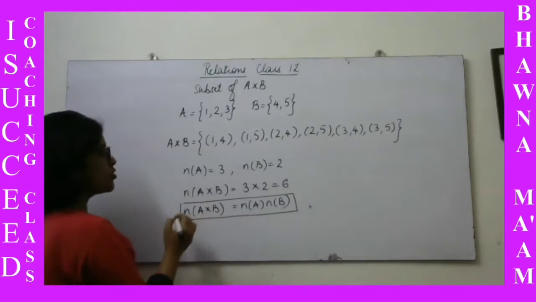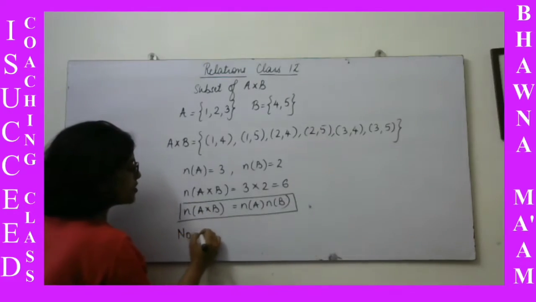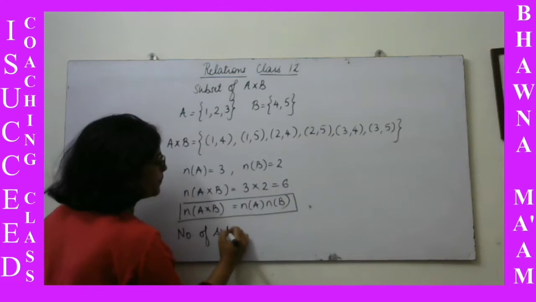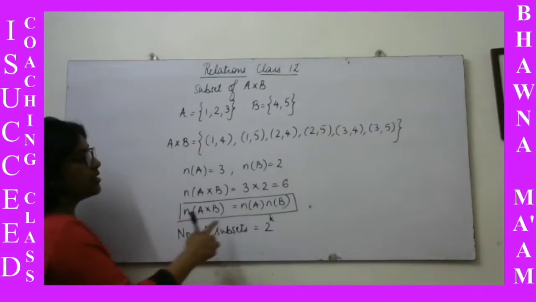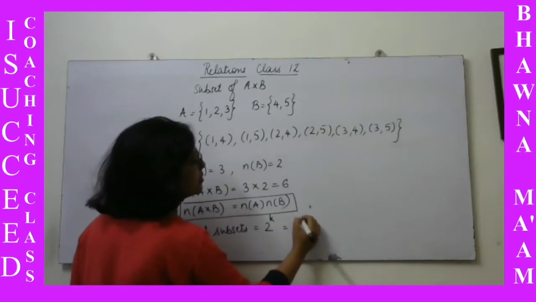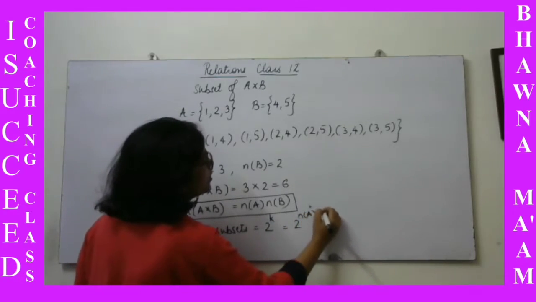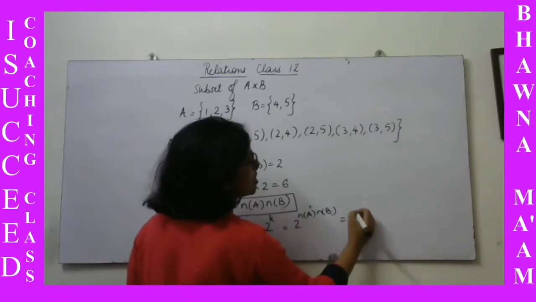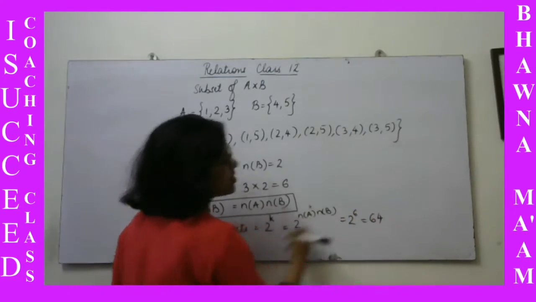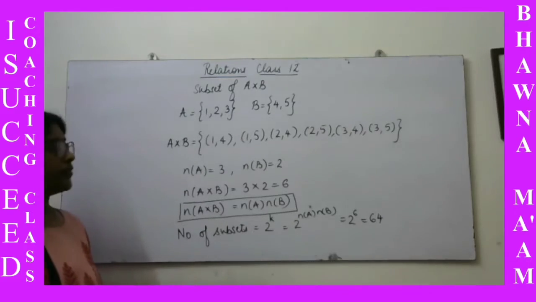Now we said that we want the subsets of this set. So how many subsets do we get? We know that number of subsets of any set is equal to 2 raised to the number of elements. So if we take this particular example, here we will get 2 raised to 6 or 64 subsets. So we'll get various type of subsets.